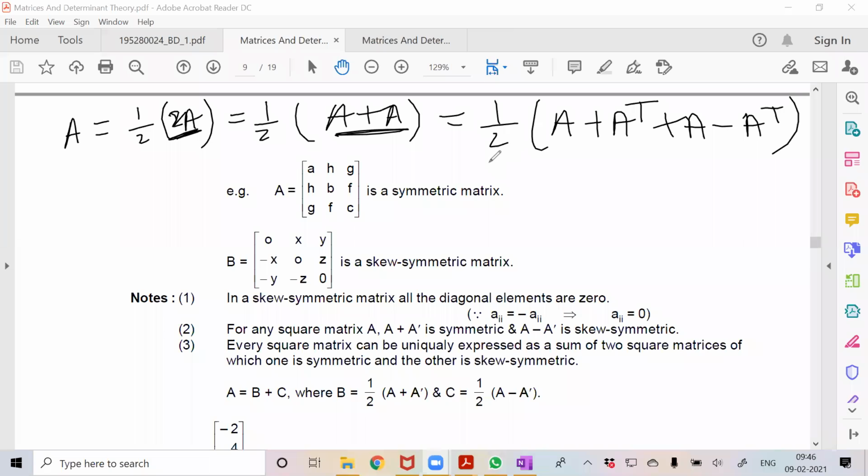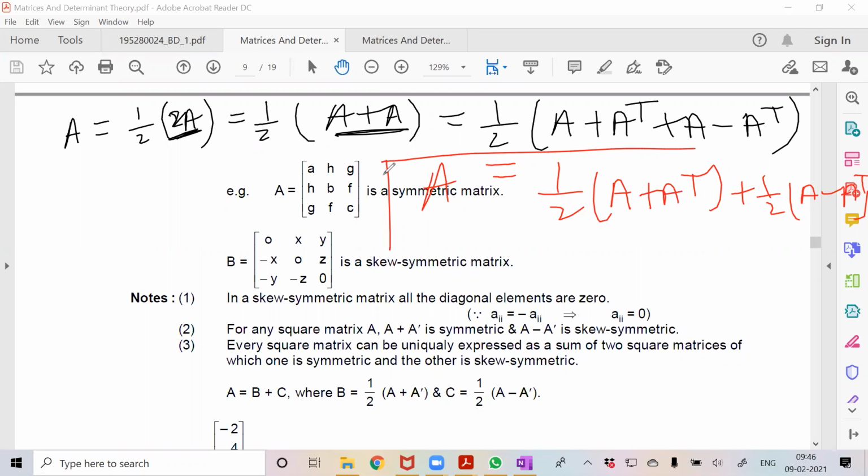So now you separate half: half of A plus A transpose, and half of A minus A transpose. Why have I written this? If you don't write half, you will not get equal to A. A can only be obtained if you take half of this plus half of this. Then the whole matrix will be symmetric also.